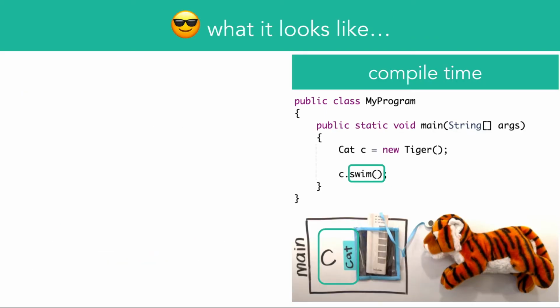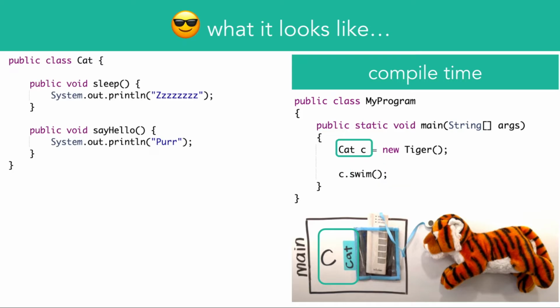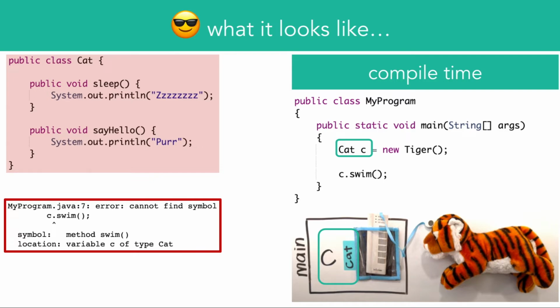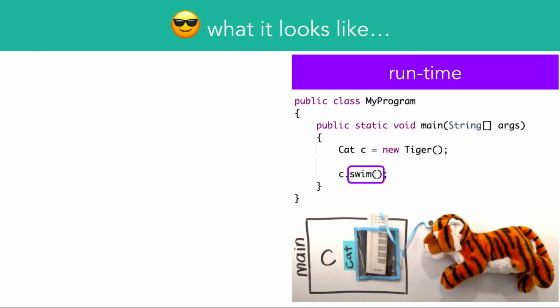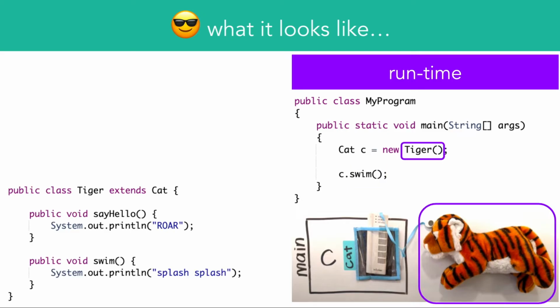During compile time, our machine determines if a method can be called by seeing if it can be found in the reference variable type. If the method is not found, you will get a compile time error. The actual method called is determined during runtime. At runtime, the method is selected from the object types class.